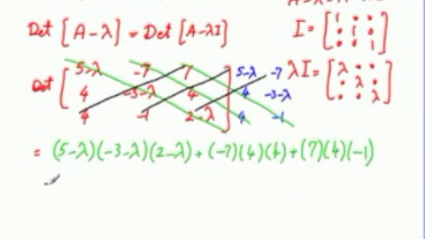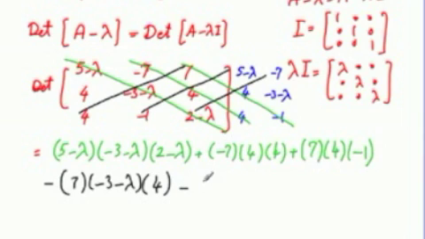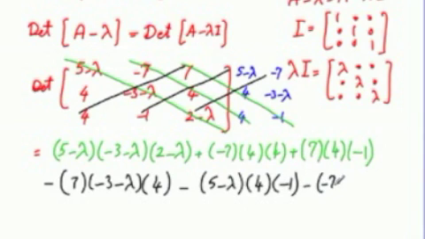This is going to be minus 7 times minus 3 minus lambda times 4, that is this one, then minus 5 minus lambda, 4 minus 1, going this way, and finally minus 7, 4, 2 minus lambda. Now, in the interest of brevity, because we are running out of time, this has to be calculated carefully.